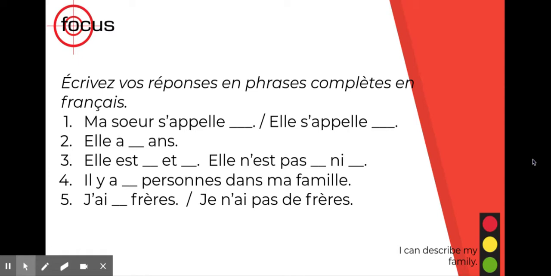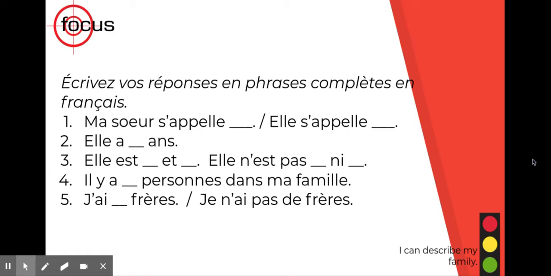Just make sure you used est, the verb for is, instead of suis, because that is am. And we don't want to say she am, we want to say she is. And then pay attention, double check, make sure if you did write negatives, make sure you have a ni and a ne pas sandwich in your sentences. Number 4, you should have il y a. Remember, that's our cowboy sound for there is, il y a. Then the number, personnes dans ma famille.